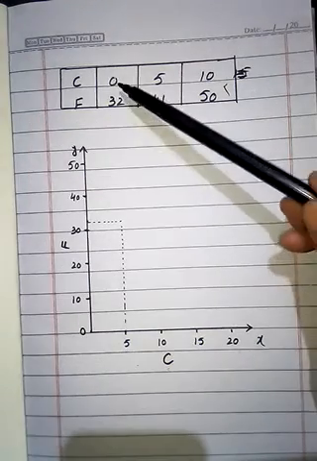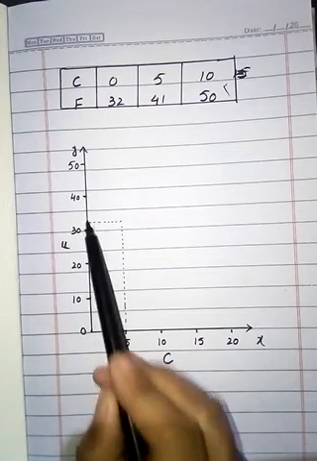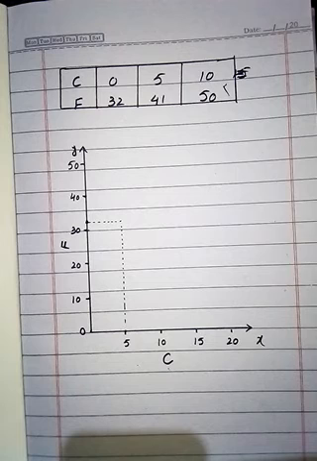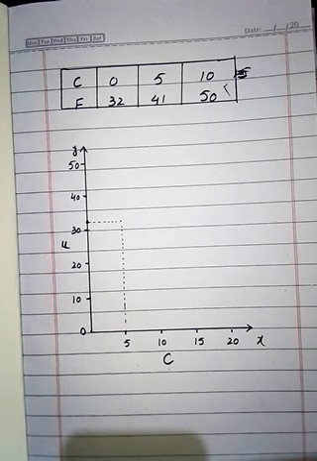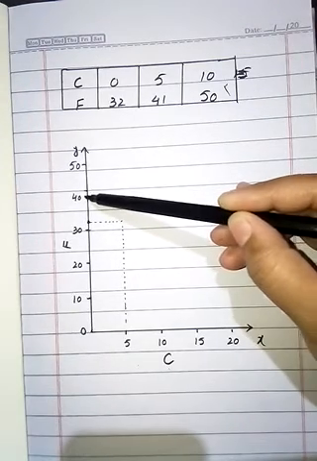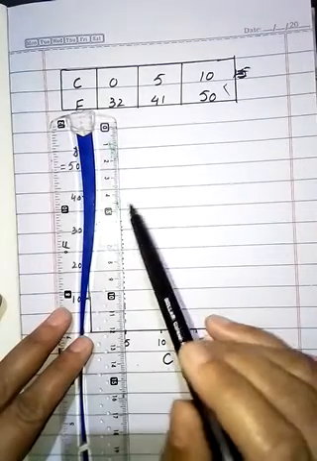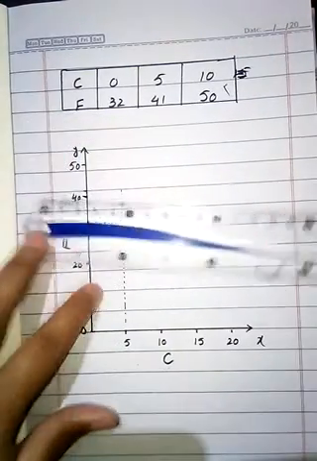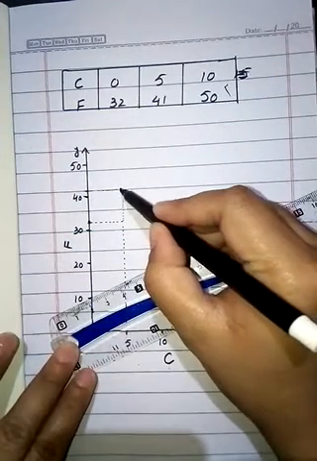Let's see. At C equals 0, C is 0 at this point. Now at 0 you get 32. This will be the 32. Now you have to mark this point. This is the first point. Now second point, at 5 it will be equal to 41. So you have to go to 5. For example, this is 40 and I think it will be 41. This is the 41. Now you have to raise 5 up to 41 in dotted form. Now these two dotted lines meet at this point.